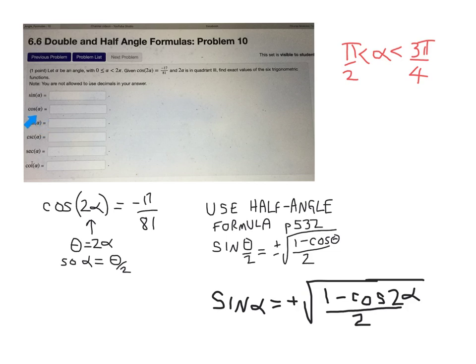You can use the half-angle formula for cosine to get this one, and then instead of using the half-angle formula for tangent, you might as well just take sine over cosine, and then from here it's downhill because these are reciprocals of the ones that you've already found.